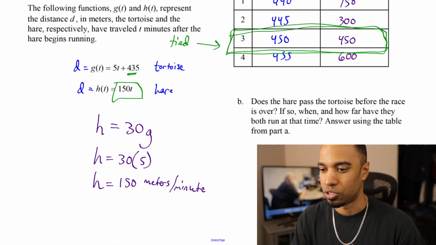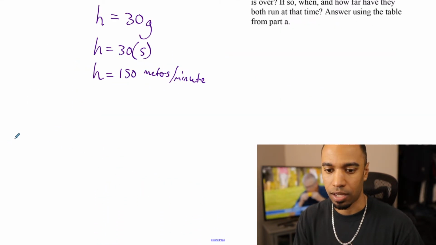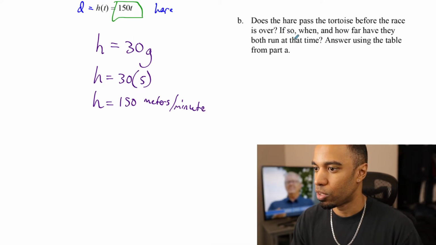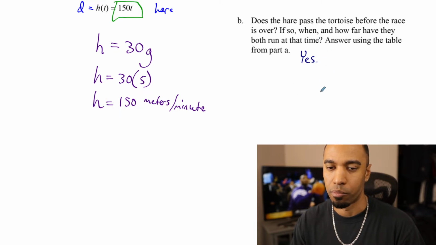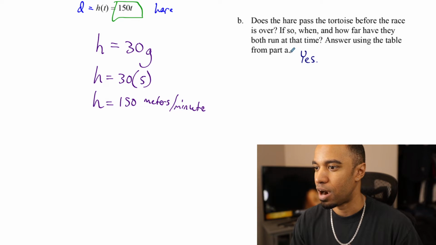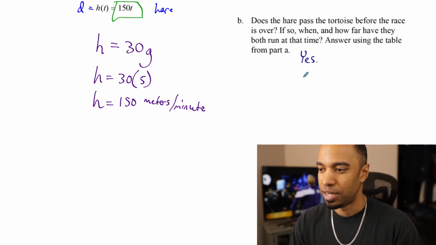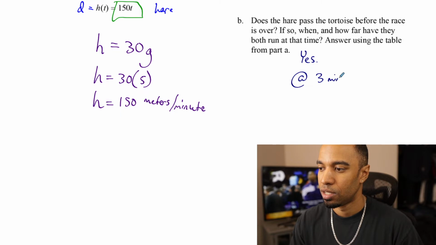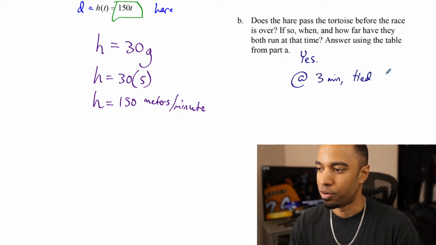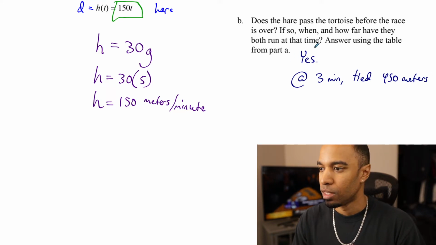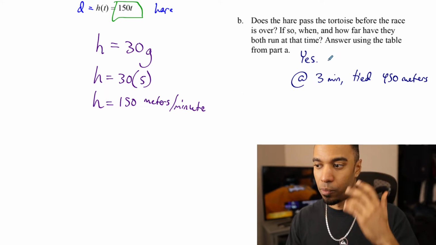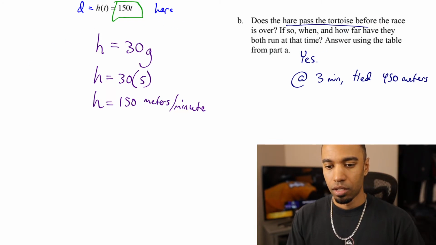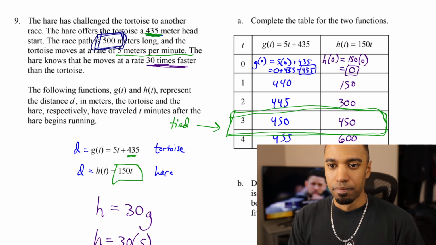So it looks like the hare didn't give the tortoise enough of a head start, or the tortoise was a little too cocky. So does the hare pass the tortoise before the race is over? Yes. If so, and normally you should write more words than I will, when and how far have they both run at the same time? We said at 3 minutes, I'll say tied at 450 meters. Together, they're tied right at that spot. Answer using the table. Okay, we've done that. So that's when they're tied, but yes, the hare wins. Okay, hare passed the tortoise, yes. Okay, there's that word problem.